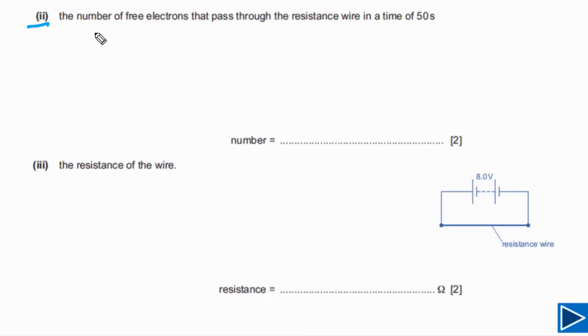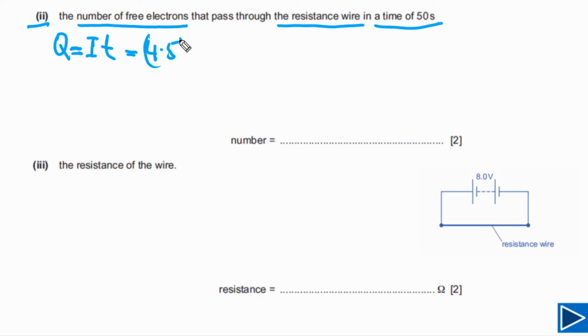Now the second part of the question is asking us to calculate the number of free electrons that pass through the resistance wire in a time of 50 seconds. First of all, let's calculate the amount of charge passing through the wire in this given time. Q is equal to I T. This is the amount of charge passing through the wire in the given time. We can plug in the values of I and T: I we have calculated, 4.5 amps, and the time is given as 50 seconds.